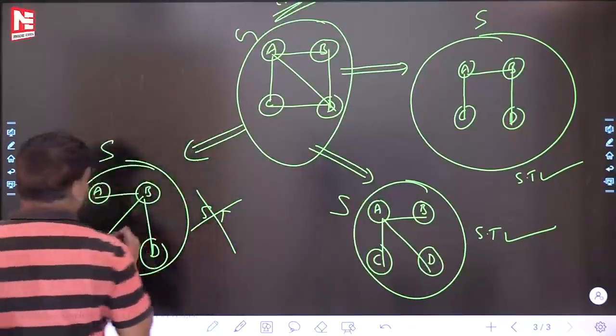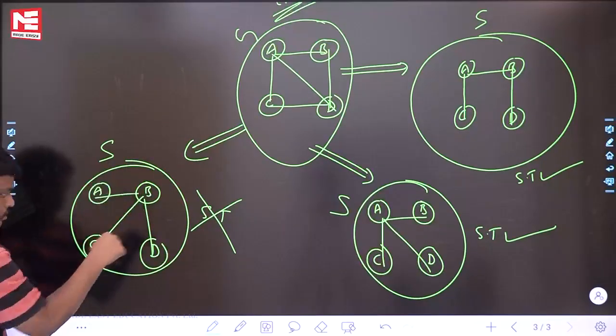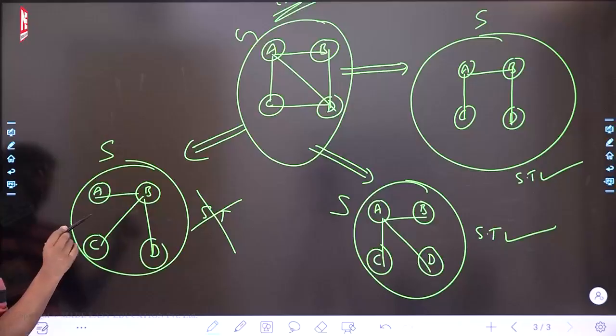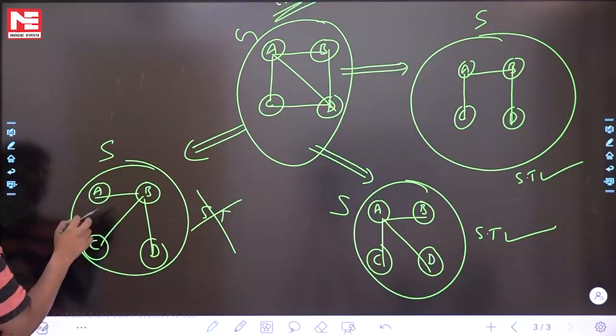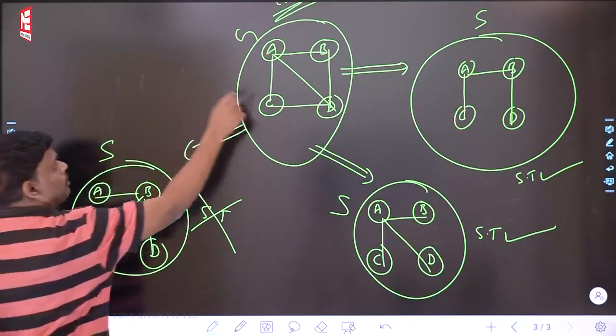Some people are asking, why is it not a spanning tree? What is the answer? 4 vertices are there. It's okay. 4 minus 1, 3. 3 edges are there. That is also okay. And no cycle is there. That is also okay. But the interesting thing is, it is not a spanning tree. The reason is, it is not a subgraph of the given graph.